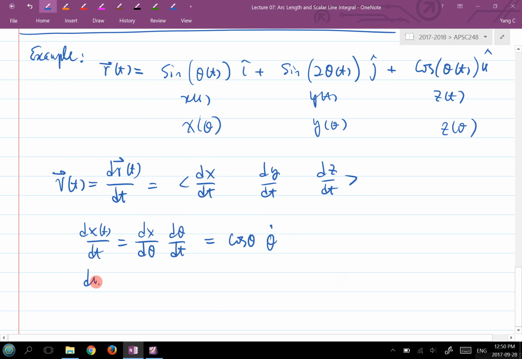You can try dy over dt similarly. This is your y of t here. So dy over d theta times d theta over dt. It's sine 2 theta, so it's 2 times cosine 2 theta, and then times theta dot. Finally, you can do dz over d theta times d theta over dt.